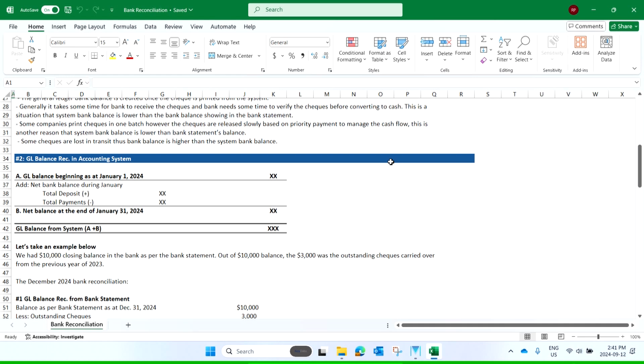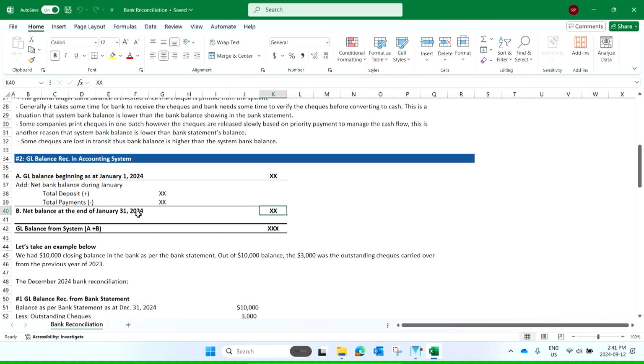So then you can do the total deposits plus and the total payments minus, and see what the net balance is that you got during the monthly transactions. If it is lower or higher, you may need to draw more cash in a given month, or your deposits are not enough, or something.